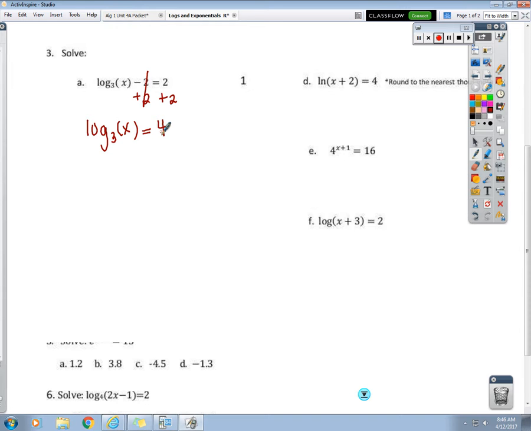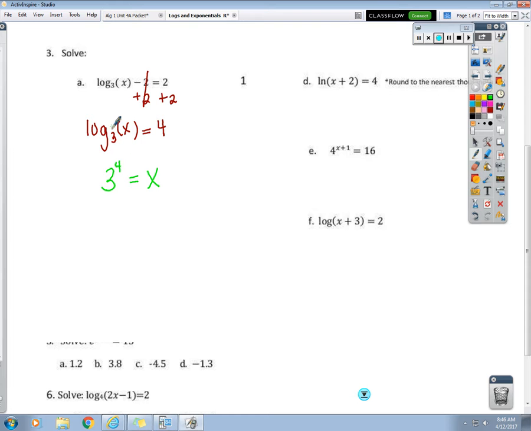But to solve it means get x by itself, so what would we do? We would what? Well, you can't divide it because that's not like 3 times x. That's a base of 3. Correct. You just take it from log form on the board to exponential form.